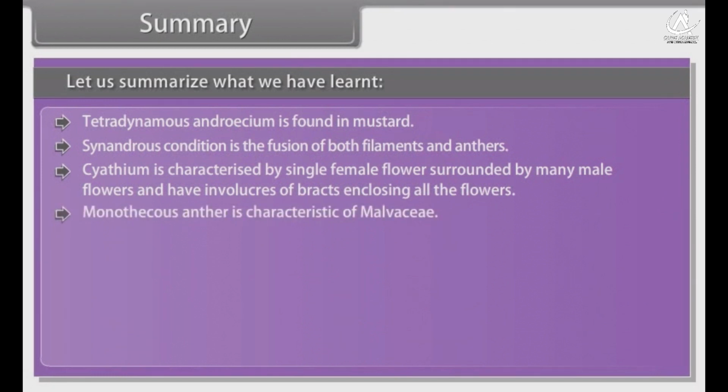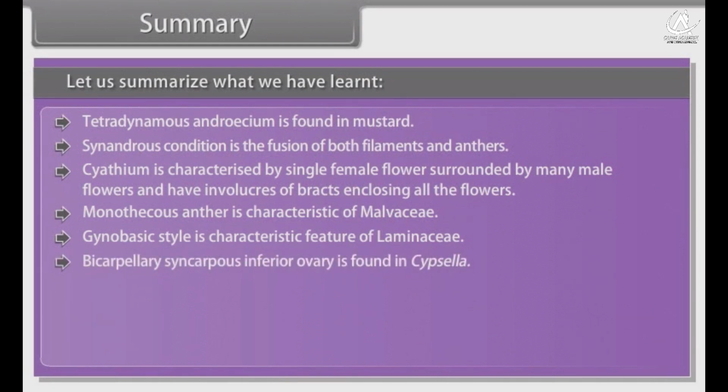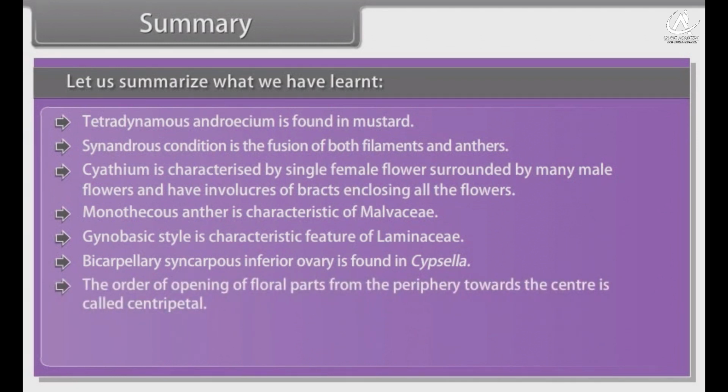Monothecous anther is characteristic of Malvaceae. Gynobasic style is a characteristic feature of Labiatae. Bicarpellary syncarpous inferior ovary is found in cypsela. The order of opening of floral parts from the periphery towards the center is called centripetal. Glumes represent bracts. Smallest flower is Wolffia.